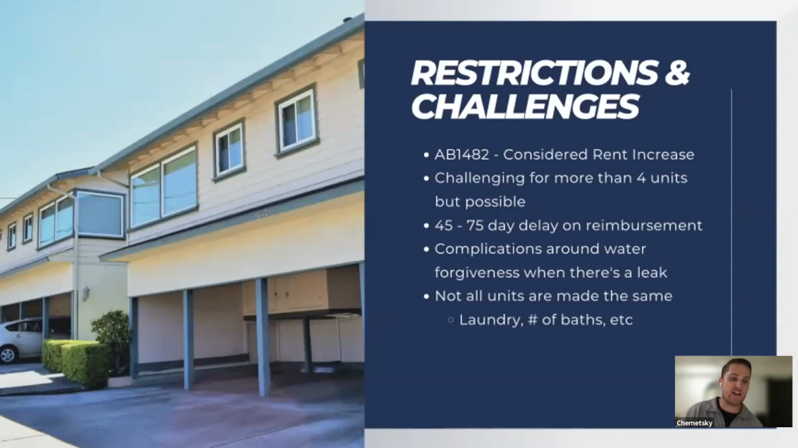And the last challenge is that not all units are made the same. Like in the example of 298 Hawthorne, upstairs has laundry and downstairs does not. So the only way to really account for that is having the basis be the square footage and the occupants. But sometimes people are still treated a little bit unfairly because of what's in the units. That's just something you can't get around. It's not meant to be perfect, but it's meant to be really good.